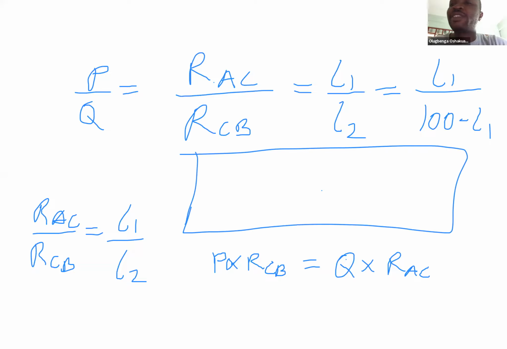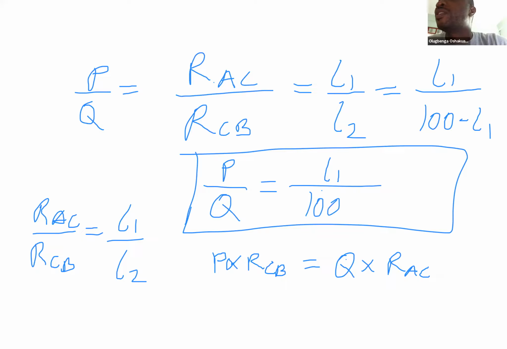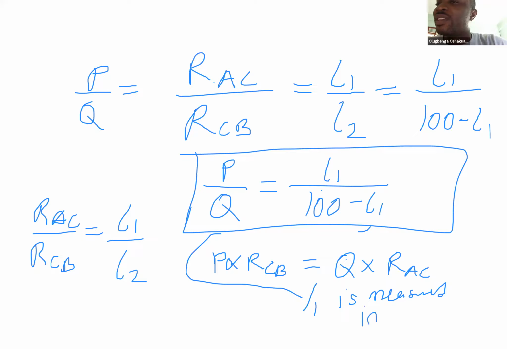Then to put it in a simple summary, we can say P over Q equals L1 divided by 100 minus L1. The clause is that L1 is measured in centimeters. That's the clause. And the length of the wire is 100 centimeters, that is 1 meter, where we get the name meter bridge.